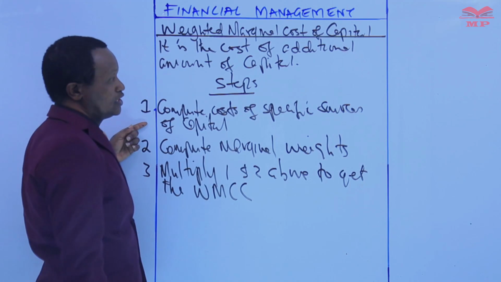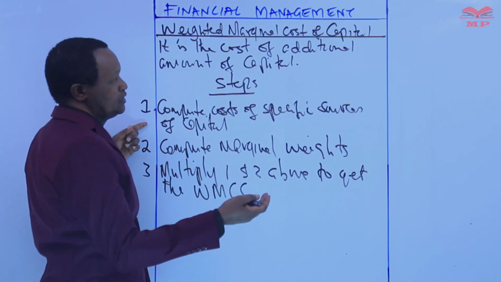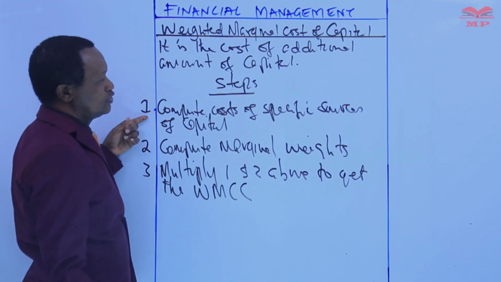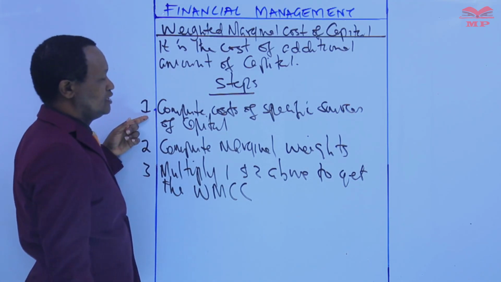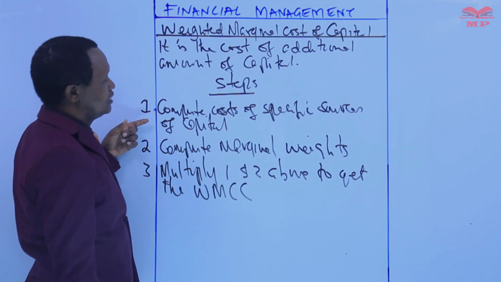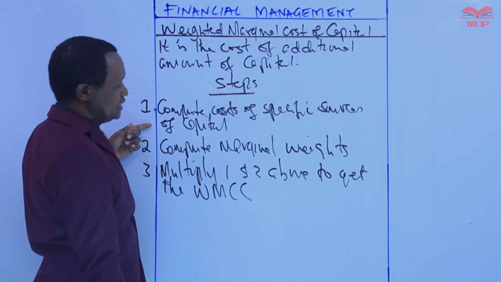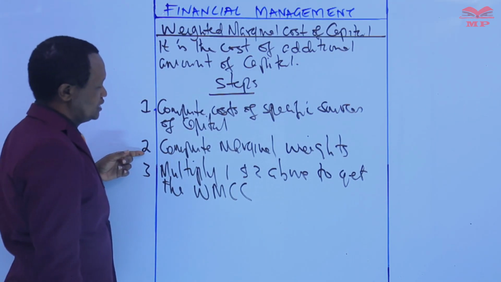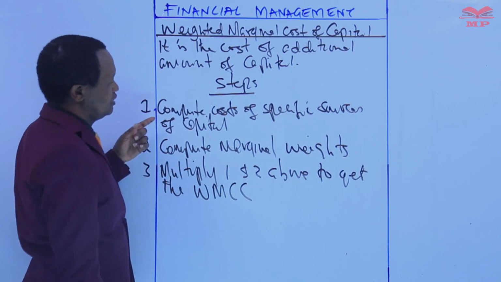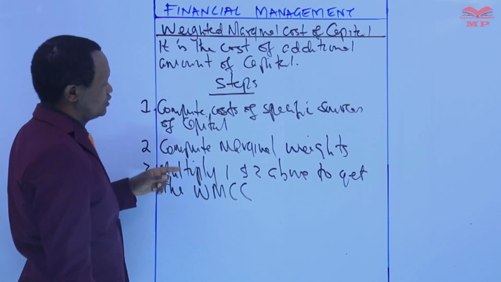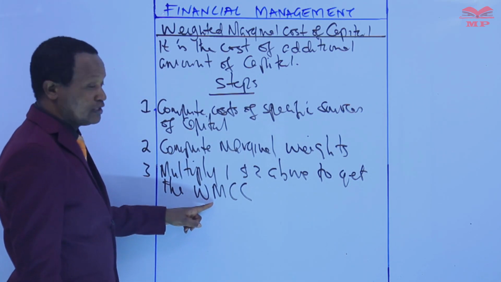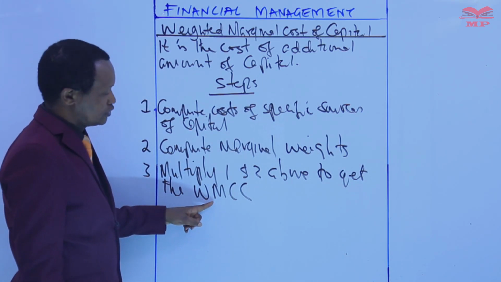If you are raising capital from debt and retained earnings, then you first calculate the cost of retained earnings, that is KR, and the cost of debt, that is KD. Then step number 2 is to compute the marginal weights. Then you multiply the cost of specific sources of capital with the marginal weights to get the weighted marginal cost of capital.